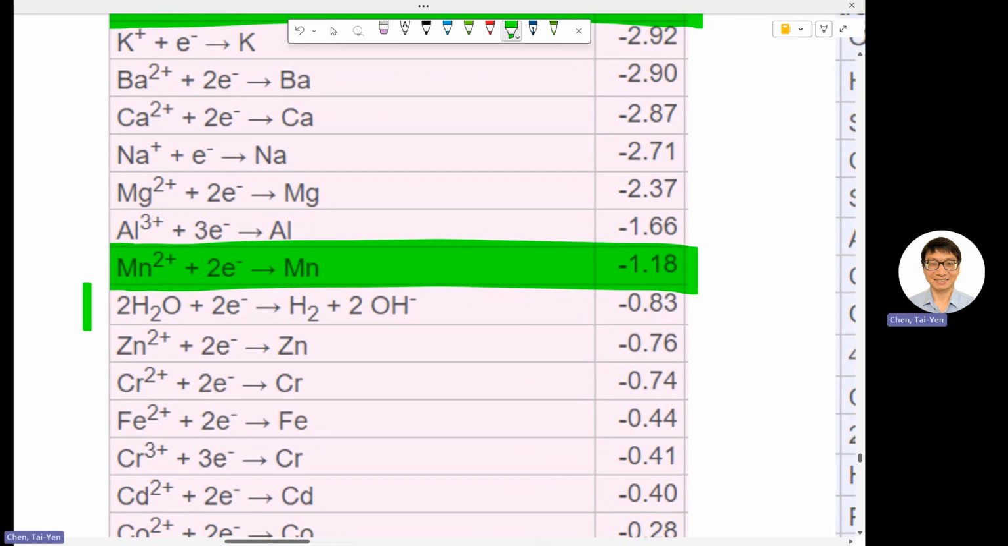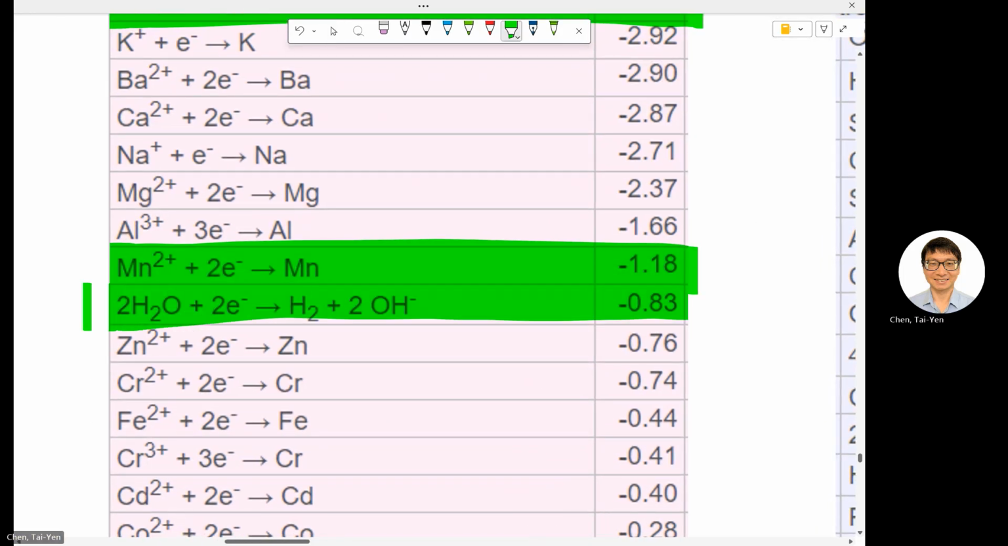This guy is what? This specific reaction is the reduction reaction of water, right? What's the voltage you need? You need 0.83 volts to reduce your water.